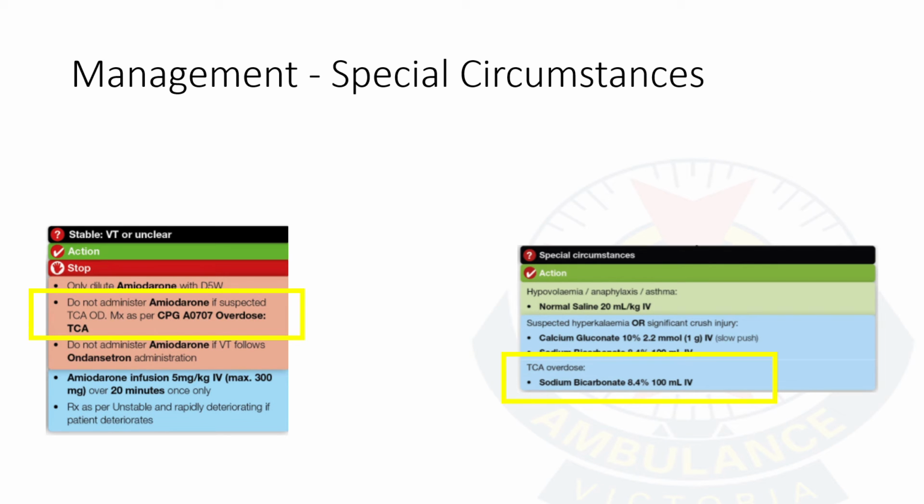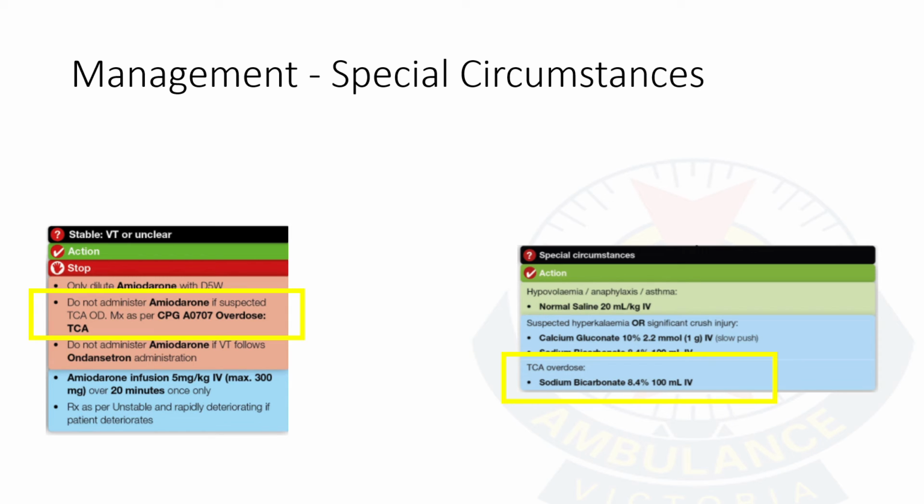Some special circumstances where tricyclic overdose is mentioned within AV guidelines include managing a patient presenting in ventricular tachycardia and during a medical cardiac arrest. Managing VT, if tricyclics are suspected, amiodarone should not be administered.